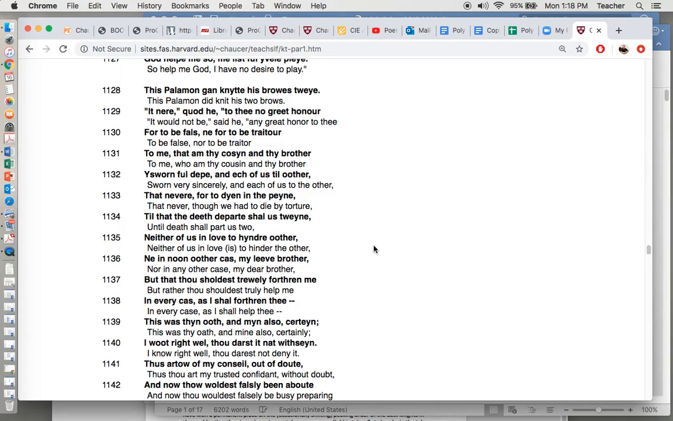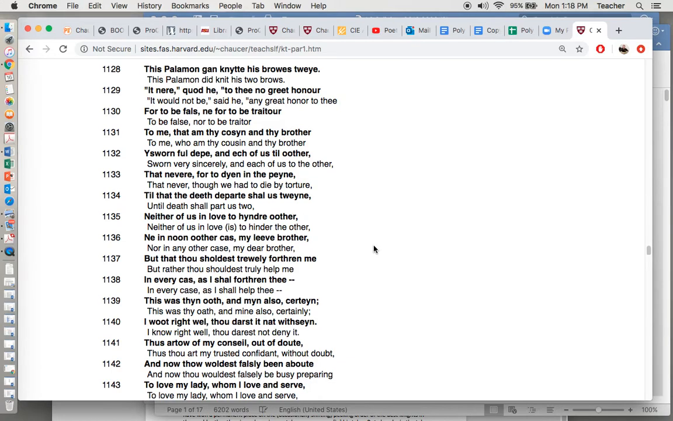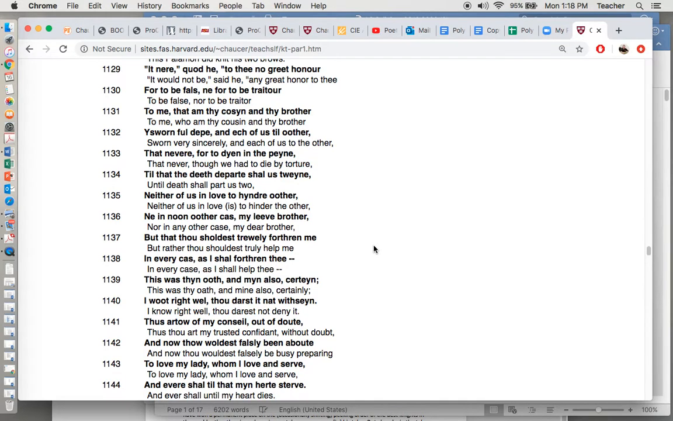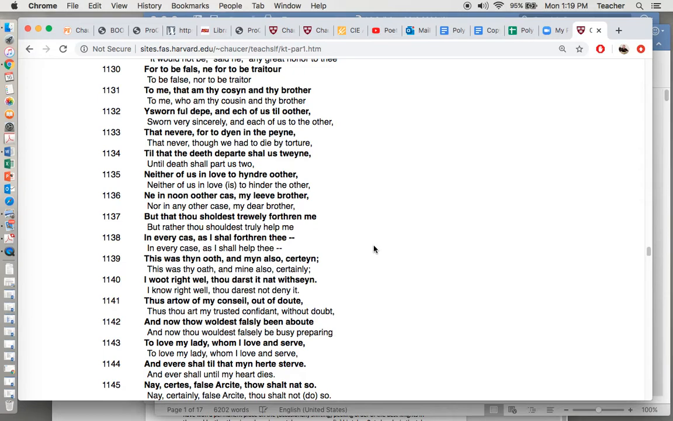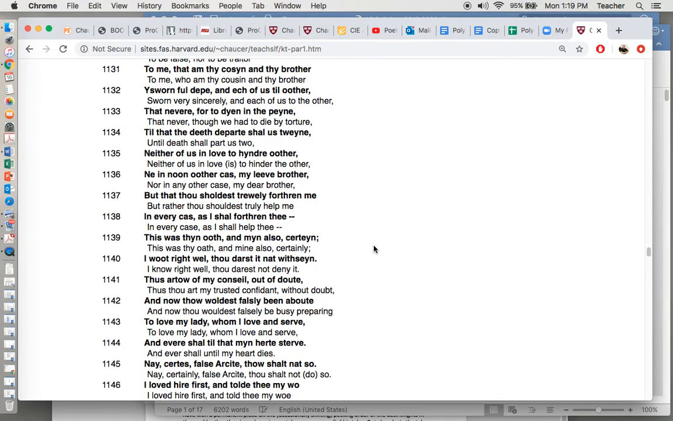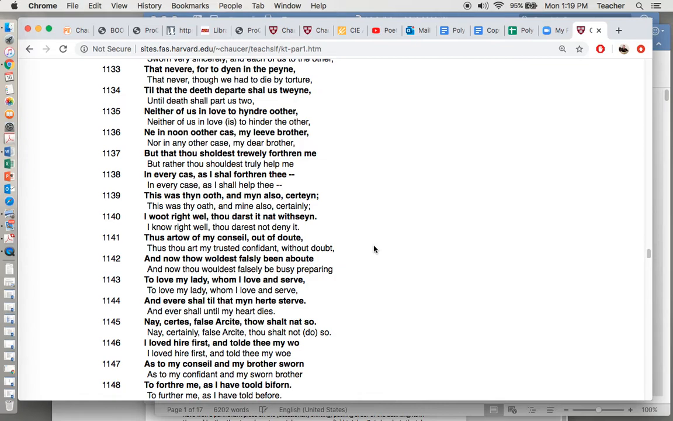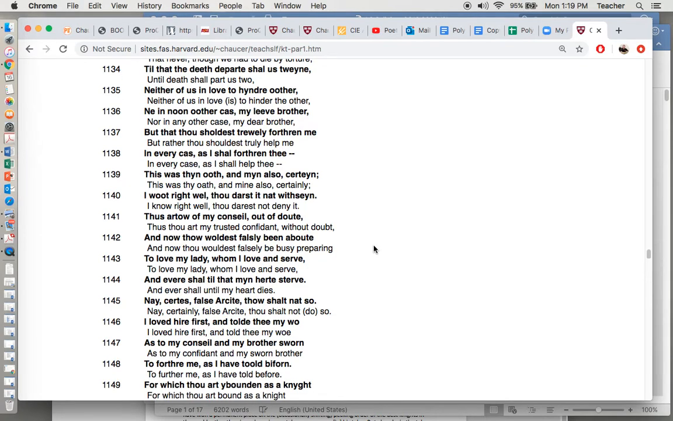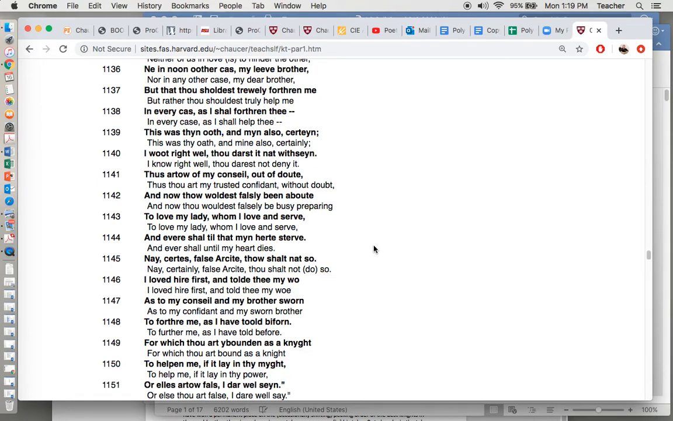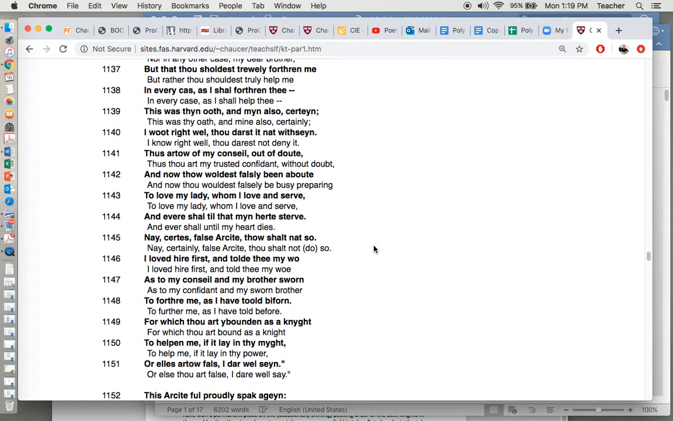This was thine oath, in mean also certain, it would right well thou darst it not withsay. Thus art thou of me counsel out of daughter, and now thou wouldst falsely been a botter, to love me laddie, whom I love and serve, and ever shall till that me heart and sterve. Ne certes false artsite, thou shalt not so. I loved her first, and told thee me woe. As to me counsel and me brother sworn, to further me, as ye have told before, for which thou art bonden as a knecht, to helpen me, if it lay in thee meet, or else art thou false, I dar well sayin.